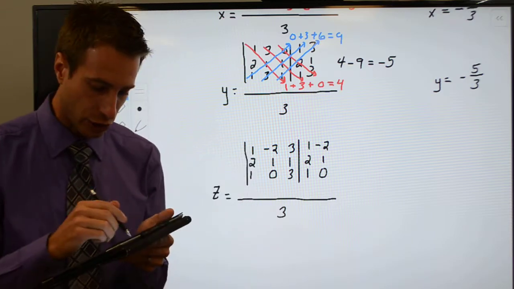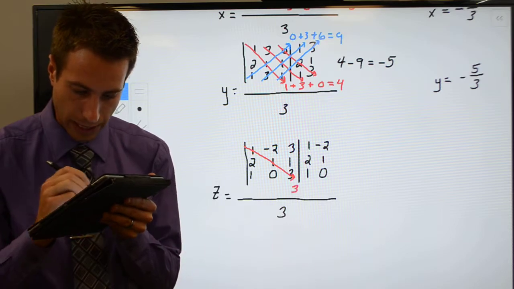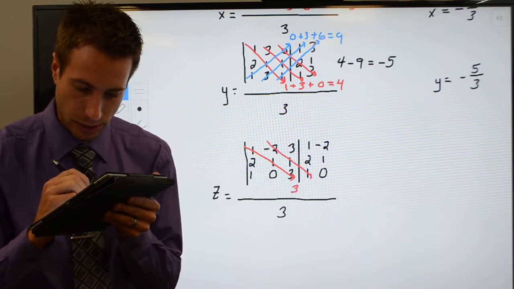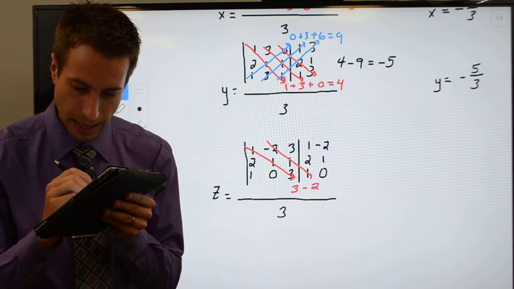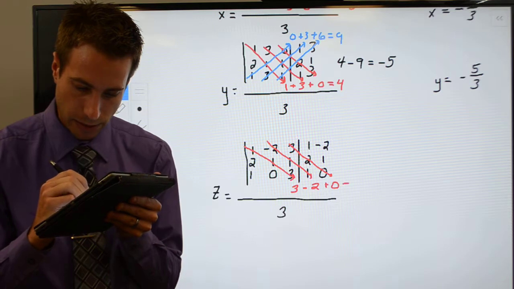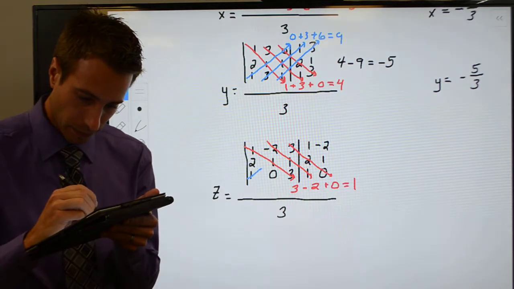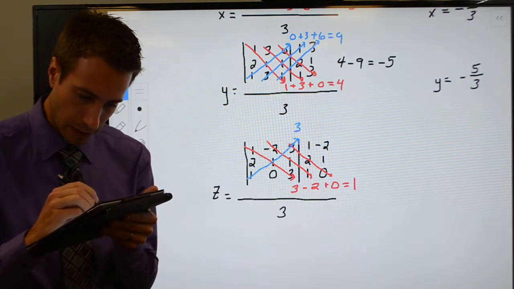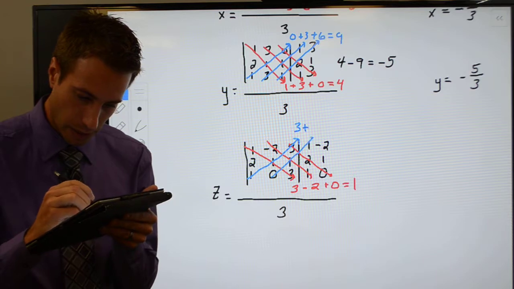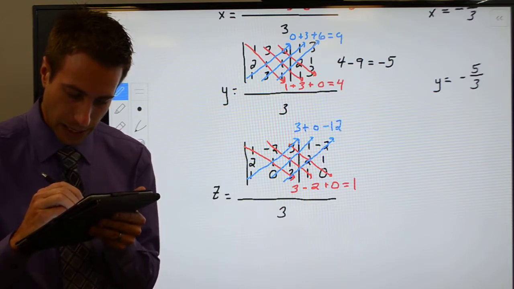All right, now I got to do my multiplication diagonal going down, which is going to get me a 3, a -2, and a 0, which should come out to be a +1. Now we go the other way. I get a 3 plus 0 and a -12. That comes out to be a -9.